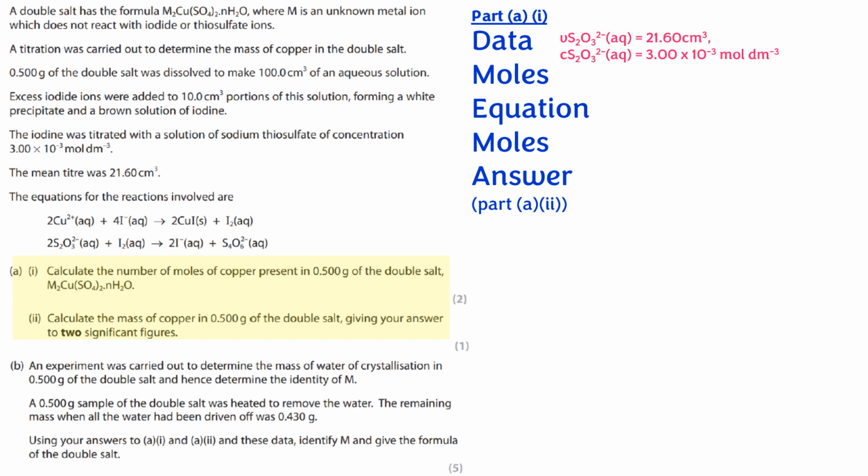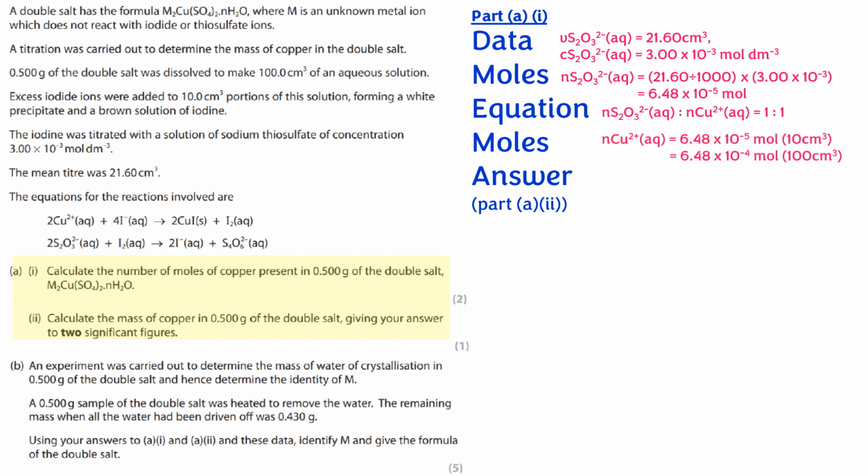So you take the volume and the concentration of your thiosulfate and you multiply them together, obviously changing the 21.60 into decimeters cubed by dividing by 1,000, and that gives you 6.48 times 10 to the minus 5. From the equation, as we saw, there's a 1-to-1 mole ratio between the two ions, S2O3 2- and Cu2+. So that gives us 6.48 times 10 to the minus 5 moles in our 10 centimeters cubed portions, which came from 100 centimeters cubed. So multiplying that up by 10 gives you 6.48 times 10 to the minus 4.